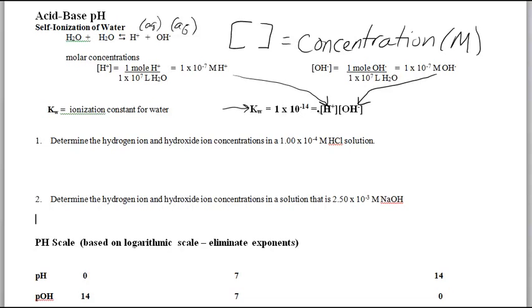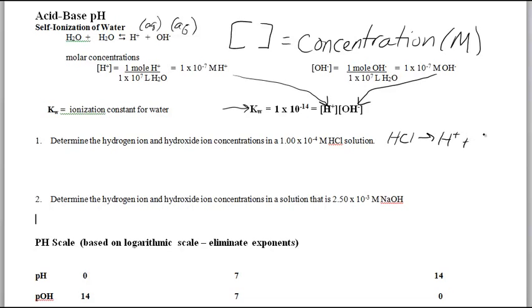This means if I know a hydrogen concentration or the hydroxide, I can figure out the other one, because this is always a constant. So let's look at these 2 problems of how I would use this. It says determine the hydrogen and hydroxide. Okay, look at what it gave me. It gave me an acid. So what you first have to look at is, okay, HCl, this is an acid.